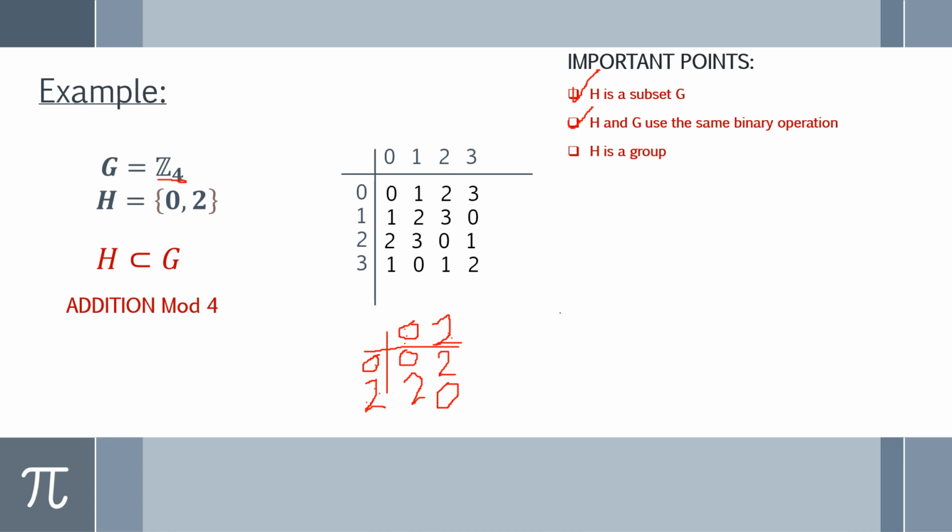And also, as we can see, it contains an identity element. Right here, 0 plus 0 is 0, and it is its own inverse. And 2 plus 2 is 0, so it has the identity and also the inverse. Hence, we can say that H is a group. Therefore, we can say that H is a subgroup of G. And right here is the conclusion. So that's it.